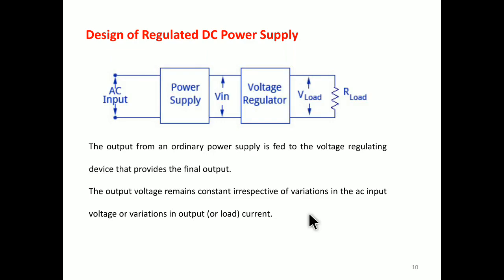So what does a regulated power supply mean? From the output of the power supply, we give the value to the voltage regulator. So whatever the changes in the power supply, it doesn't affect the output value. That is a regulated DC power supply. So the output from an ordinary power supply is fed to the voltage regulating device that provides a final output. So the voltage remains constant irrespective of the variations on the input side.